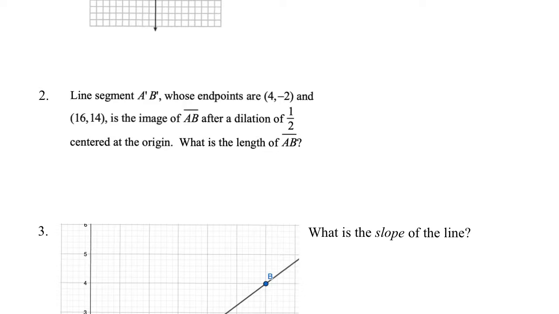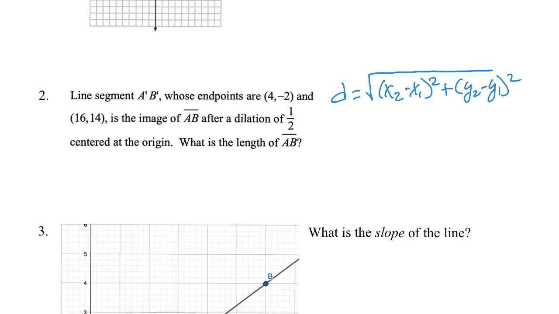Well, to find this, first thing we're going to have to utilize is the distance formula. So let's just write that down for ourselves. Distance equals the big square root of x2 minus x1 squared plus y2 minus y1 squared. Okay, so we're going to have to find the distance because it's looking for the length of something. But first, we need to find the endpoints of AB.